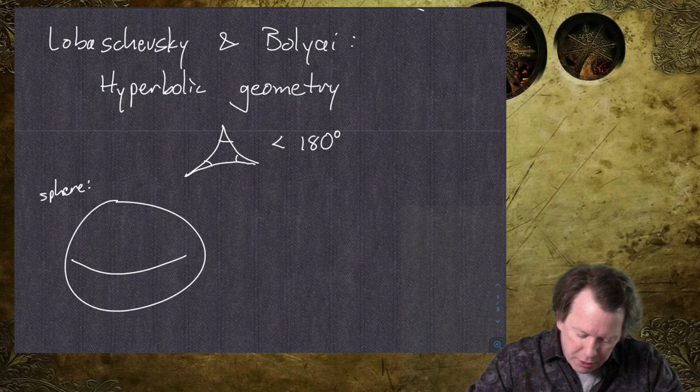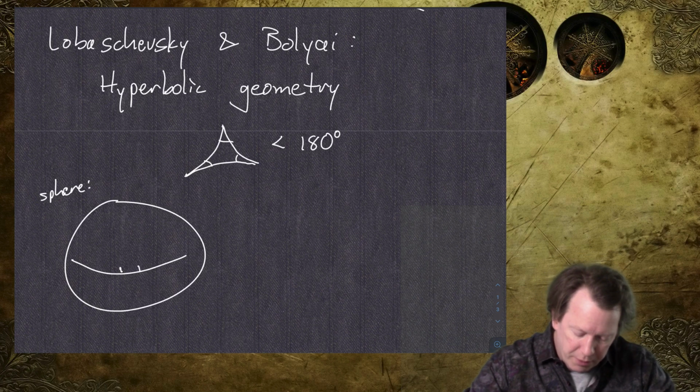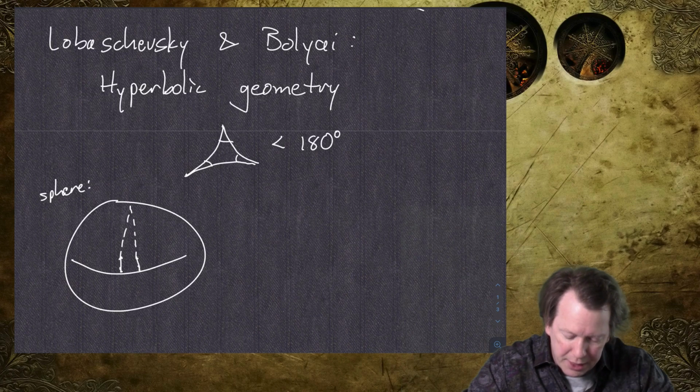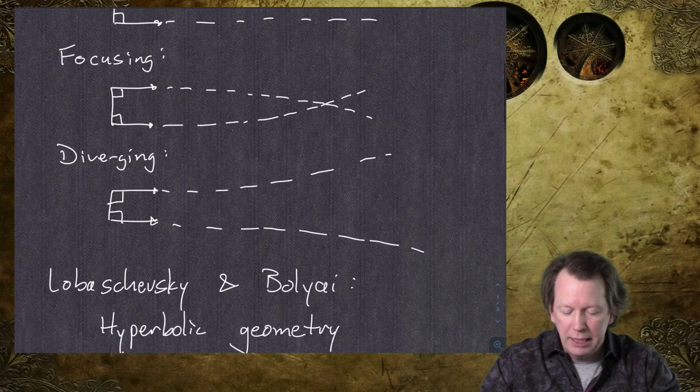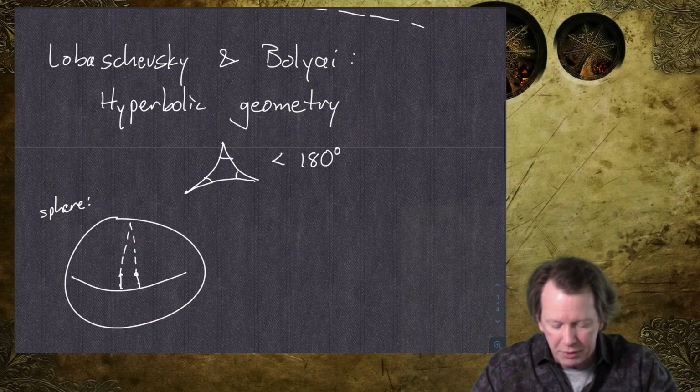And you can take a little line segment, for example on the equator of the sphere, and you can shoot two parallel lines up, and guess what's going to happen? They're going to come together at the North Pole or the South Pole. So that's an example of this focusing kind of geometry, not this diverging kind of geometry.